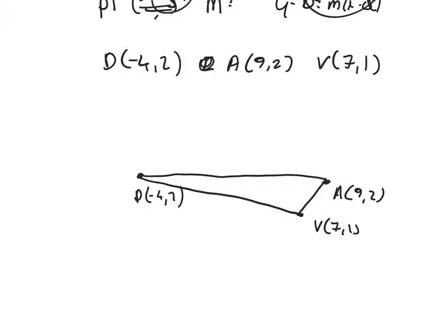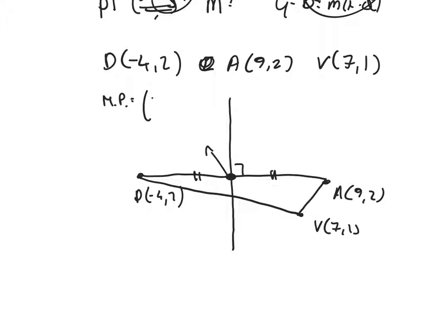Okay, so let's first of all find the perpendicular bisector of AD. So the perpendicular bisector is a straight line which cuts in the middle and cuts at a right angle. So to find the equation of a perpendicular bisector, we need a point and a gradient. So let's first of all find the point, that's the midpoint, and that's an average of the x and the y coordinates.